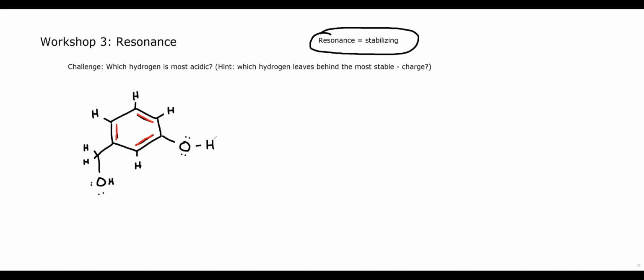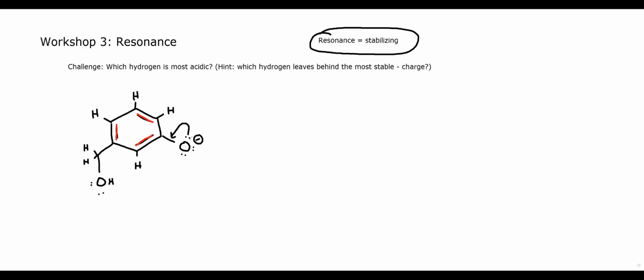So let's look at this hydrogen here. Let's take this one off that I just circled. If we pluck that hydrogen off and leave behind a negative charge, leave behind those 2 electrons, we have this. This is a very good looking negative charge because we can draw resonance structures, right?